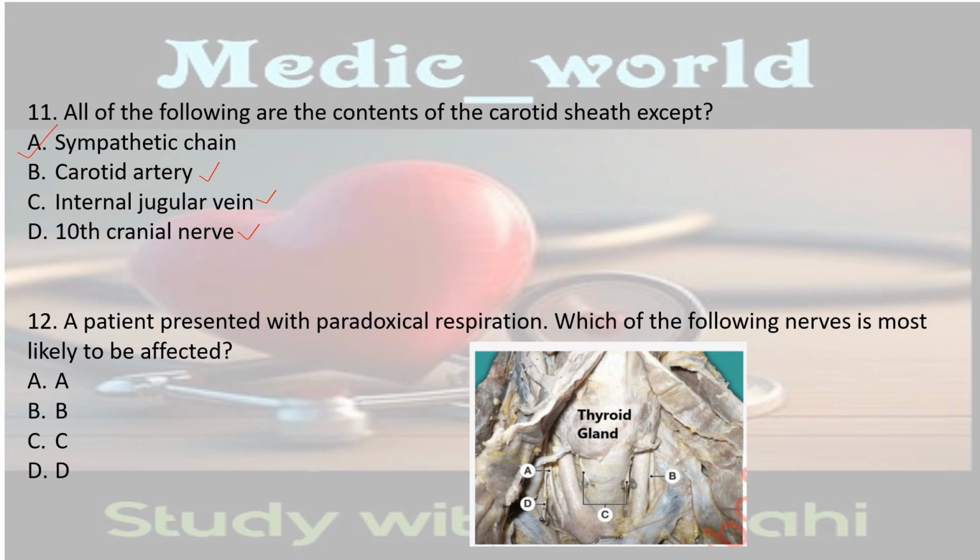Now the next question. A patient presented with a paradoxical respiration. Which of the following nerves is most likely to be affected?